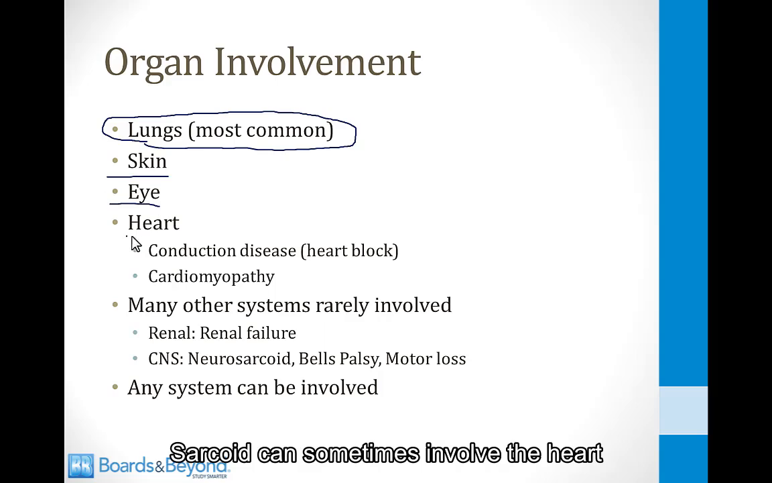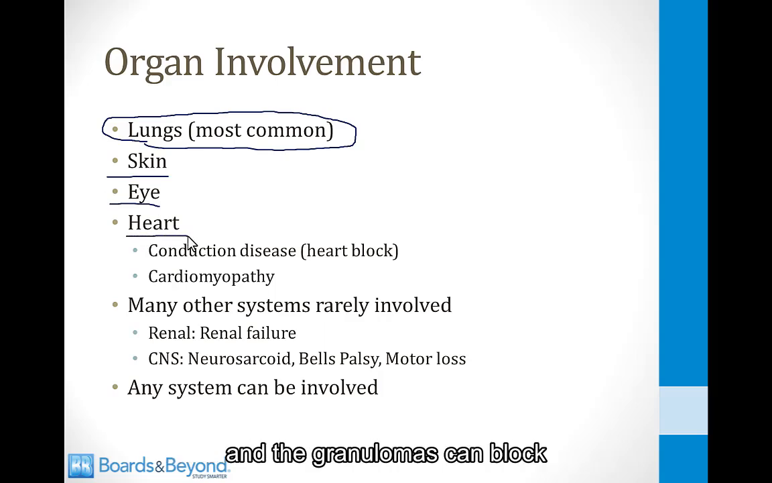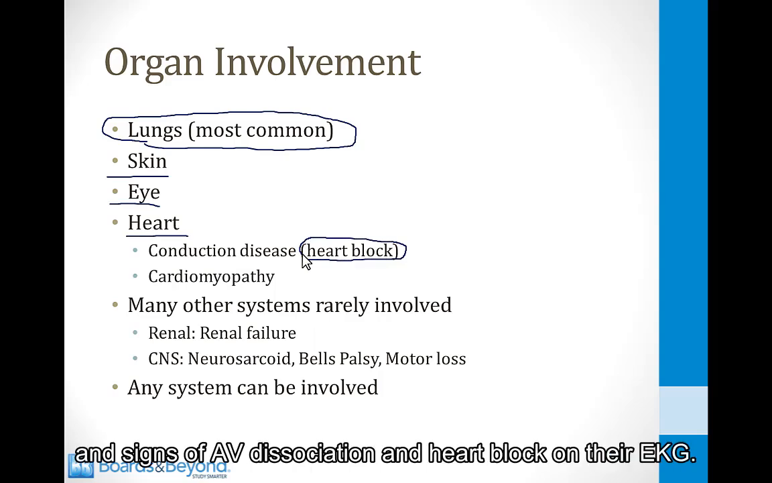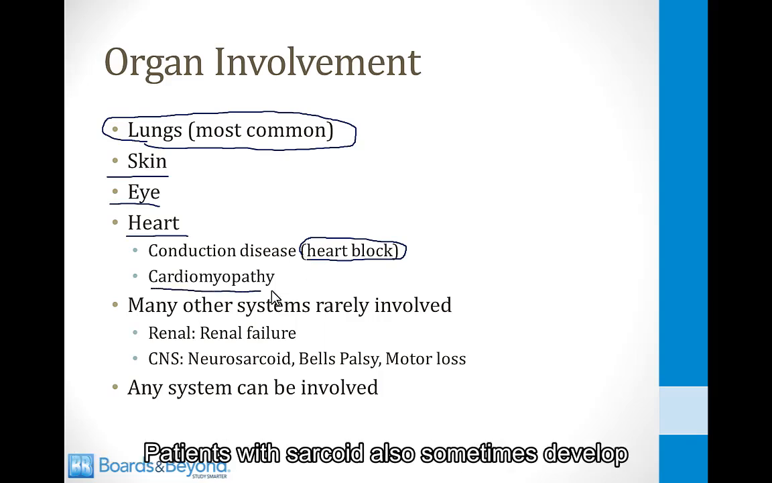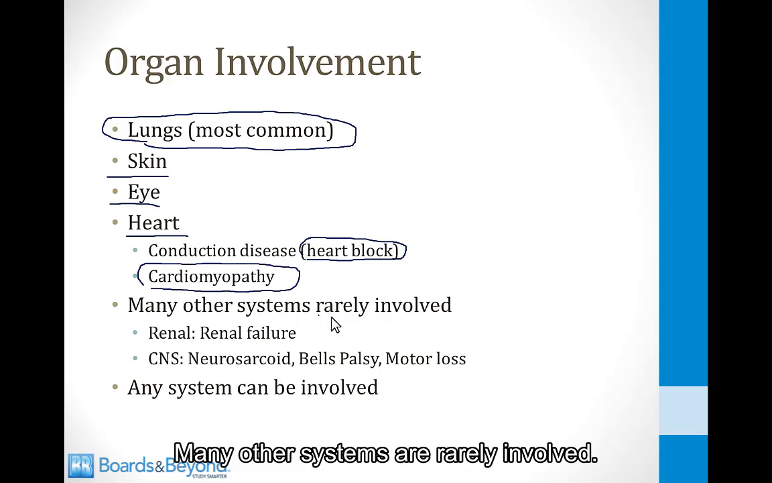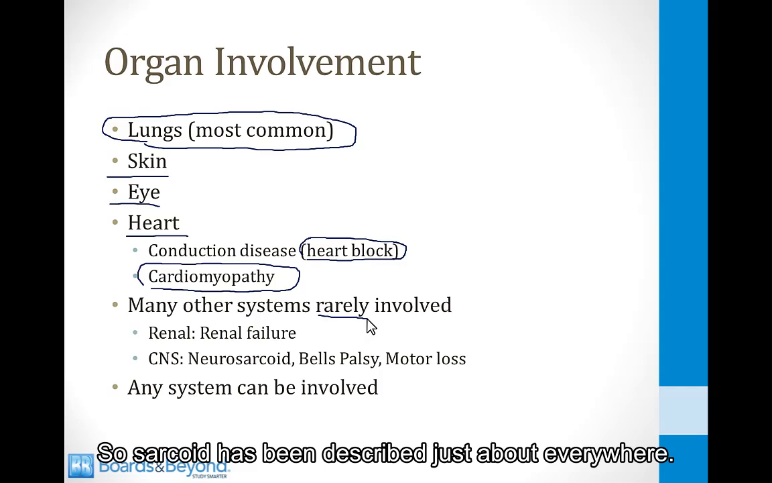Sarcoid can sometimes involve the heart, and the granulomas can block the conduction of electrical activity, and this can lead to heart block. So these patients can present with bradycardia and syncope and signs of AV dissociation and heart block on their EKG. Patients with sarcoid also sometimes develop a cardiomyopathy. Many other systems are rarely involved. So sarcoid's been described just about everywhere.